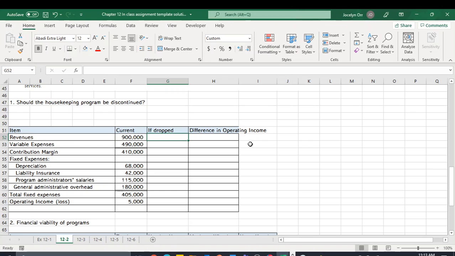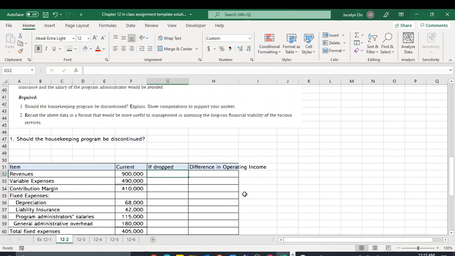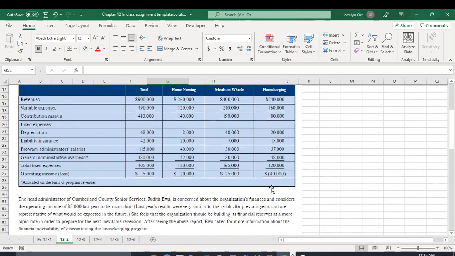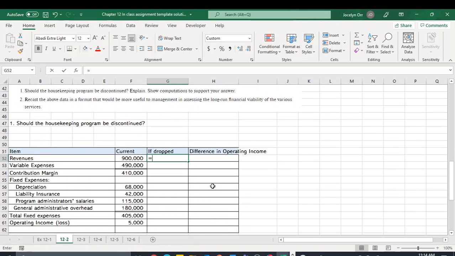So now we look at what happens if we drop the housekeeping segment. So that particular segment gives us revenues of $240,000. So if we were to drop this segment, okay, our total revenues minus what that segment earns is going to give us revenues of $660,000. This would cause an overall decrease to our operating income of $240,000.